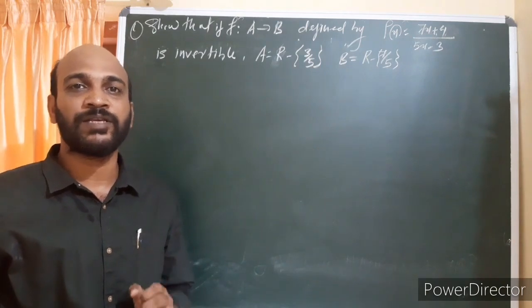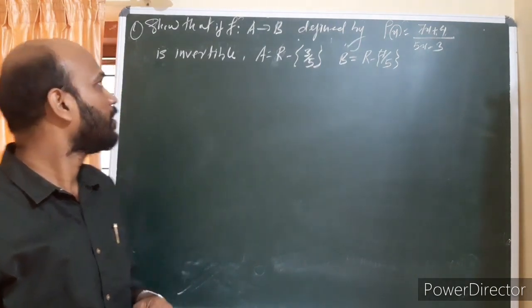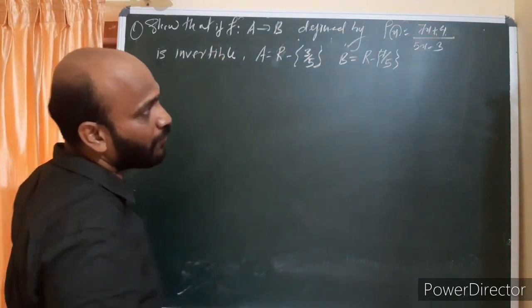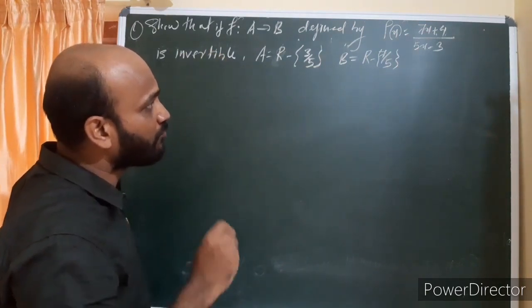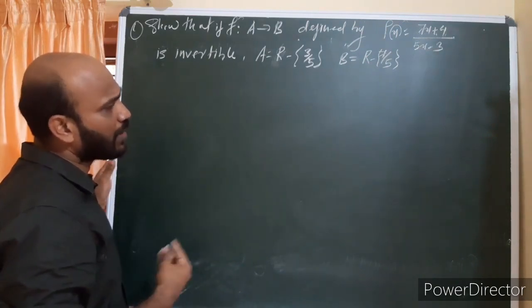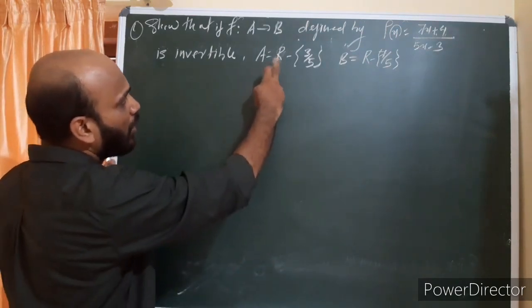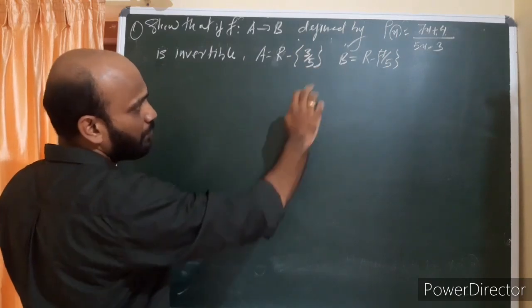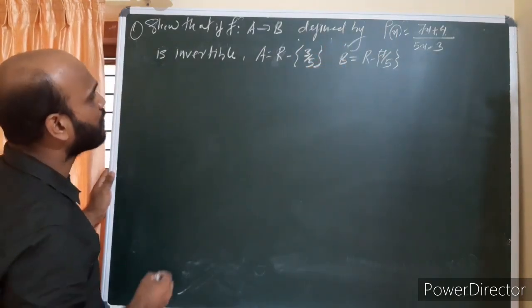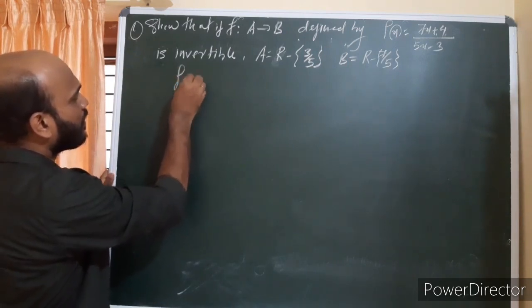Finding inverse by using the composition method. Okay. So show that f from A to B defined by f of x equal to (7x plus 4) by (5x minus 3) is invertible, and you have to find f inverse, where A equal to R minus 3 by 5 and B equal to R minus 7 by 5. Now, first you have to find g.